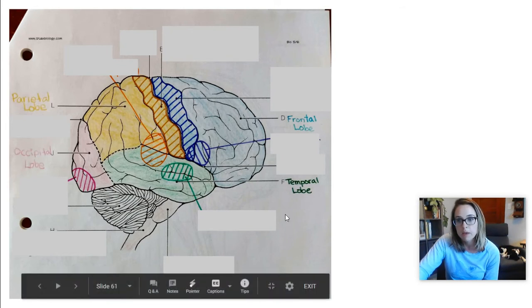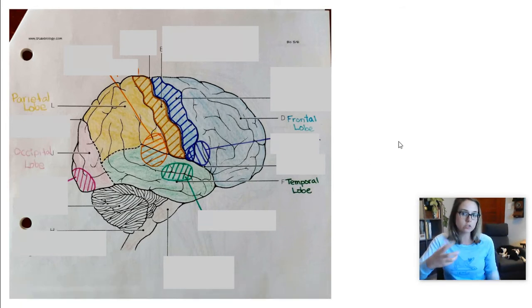Now, if you were just looking at a non-colored fleshy piece of brain, it would be kind of hard to tell where some of these lobes begin and end. So what you look for is these really deep fissures, and they have different names.